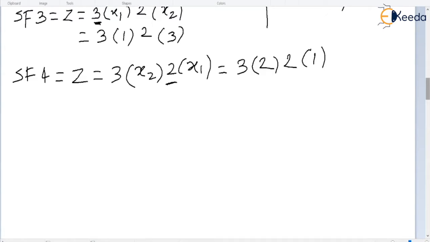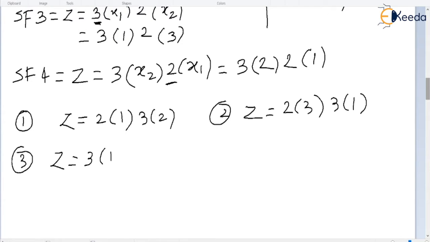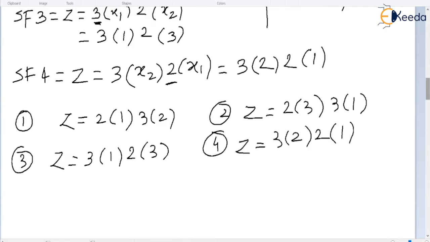So, four structural formulas. Number 1, first one, Z is equal to 2 in bracket 1 and 3 in bracket 2. Second formula, Z is equal to 2 in bracket 3 and 3 in bracket 1. Third formula, Z is equal to 3 in bracket 1 and 2 in bracket 3. And the last one, fourth formula, Z is equal to 3 in bracket 2 and 2 in bracket 1. So these are the 4 formulas that we have got.